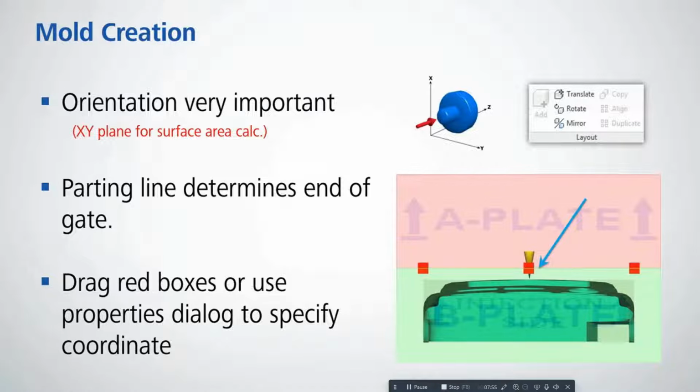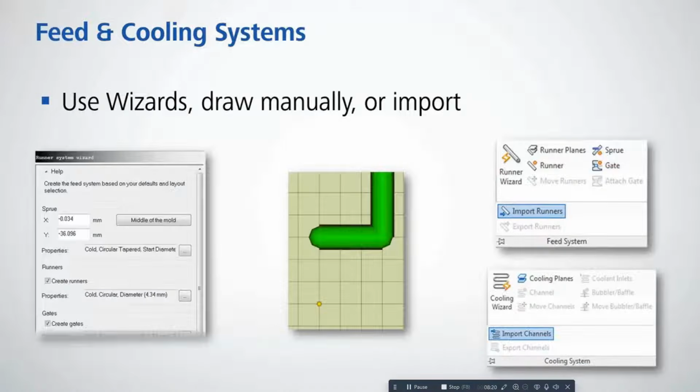Now let's talk about the mold creation. Orientation is very, very important. Okay, XY plane for surface area. When we go into the practical aspect of using this software, you'll see a whole lot of this. Parting line determines the end of the gates. Okay, drag red boxes or use properties dialog to specify coordinates. Like you can see there, the X, Y, Z, that gives the ability for a three-dimensional view.